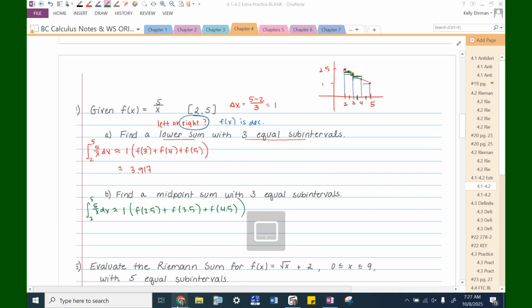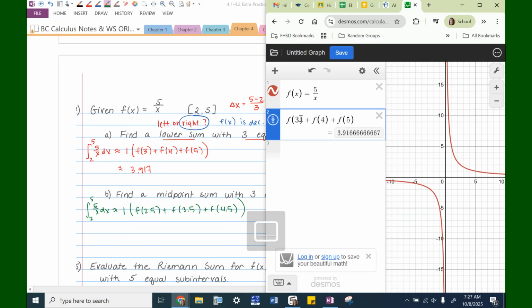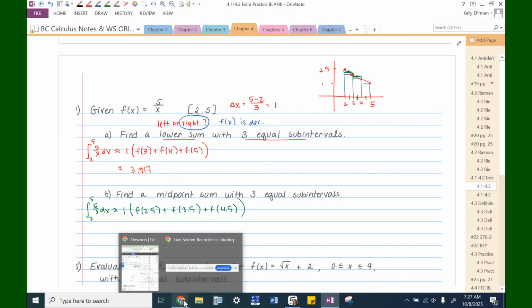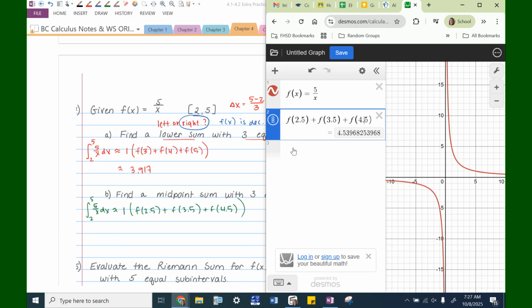So here's another thing about using the function notation instead of the numbers. I can just quickly change this out. Let's see, 2.5, 3.5, 4.5. So wait, how did I get a bigger answer? Is that possible? Oh yeah, duh, because the first one was lower. I was thinking we did an upper sum for the first one. Okay, yeah, I should have a larger number. So this would round to 4.540.